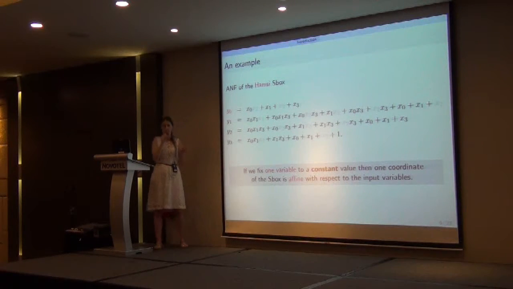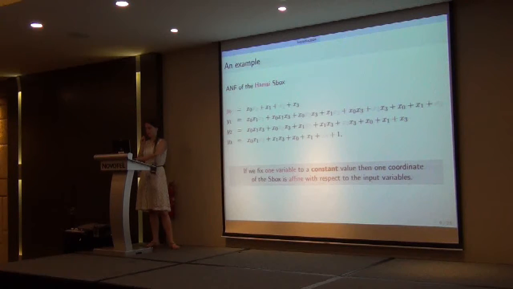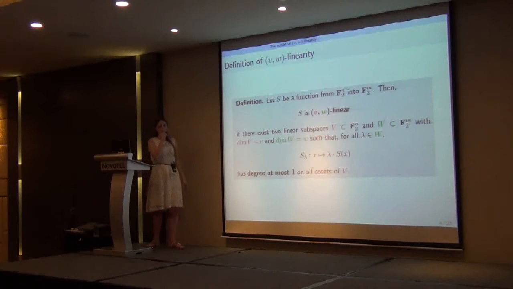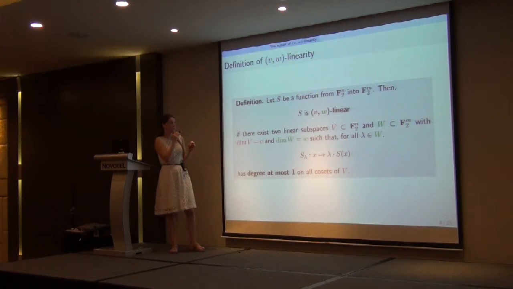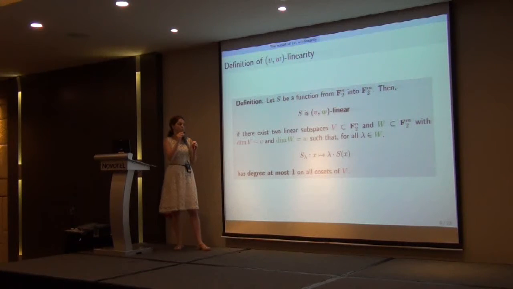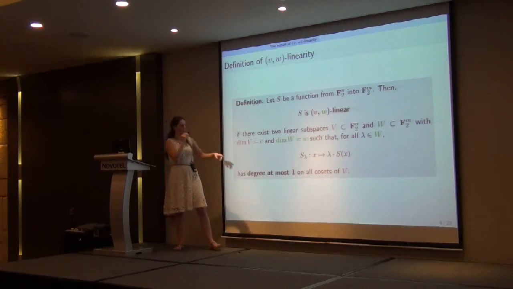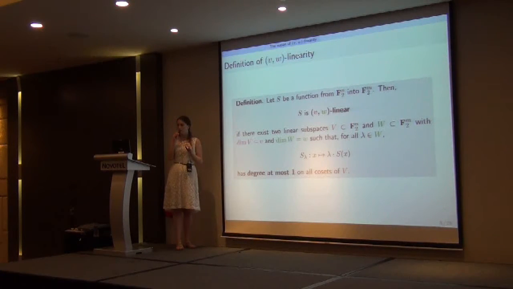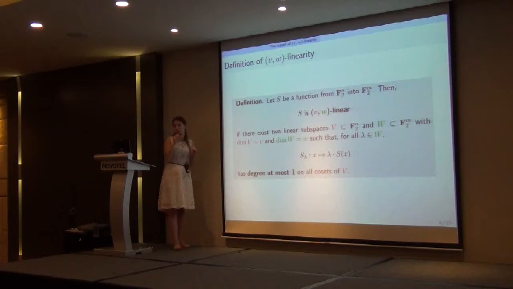So these are the properties that we are analyzing. Given a function, we want to see if there are any subspaces in the input and output, and how many, and of what size, such that there are some output bits that are still linear in the input variables. In order to explain this, we introduce the notion of VW linearity. So here is the definition. Let S be a vectorial Boolean function with n input bits and n output bits. We will say that S is VW linear if there exist two subspaces, one input subspace V with dimension small v, and one output subspace W with dimension small w, such that all the components of the function that are defined by W have degree at most 1 on all cosets of V.